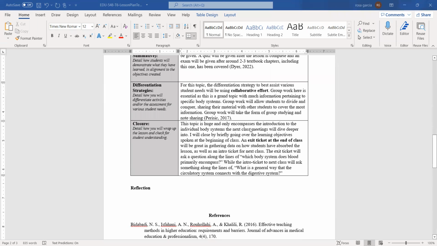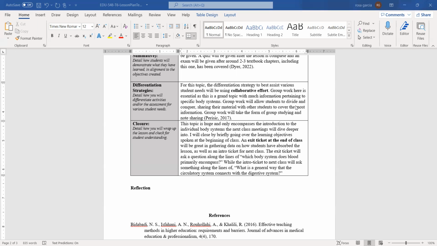So for differentiation strategies, I'll be looking at collaborative efforts for my differentiation. This is specifically necessary for these body systems because of how great the information is here and how there's so much information. Again, these body systems are very intense, even though this is just an introduction to all the body systems. So group collaboration in the form of study groups, encouraging note sharing, as well as students being able to learn their perspectives in relation to other students' perspectives.